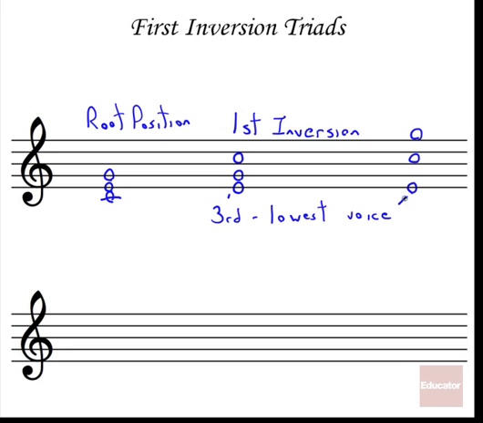Let's do one more example with a different kind of chord. How about a minor chord? So I'll start with F minor, root position. And again, we'll invert this by making sure the A flat is the lowest voice and the C and the F above. So here is first inversion for F minor.